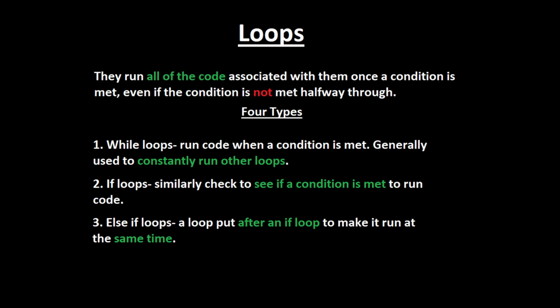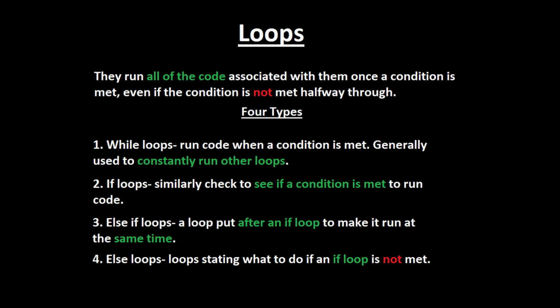Else if loops practically just allow multiple if loops to run at the same time, so that I could have multiple processes happening at the same time. Meaning that I could have an if statement asking for one button to be pressed, an else if statement asking for a different button to be pressed, and another else if statement saying that another button needs to be pressed. That way, any time that any button is pressed, then it'll run that certain section of code. Else loops just state what to do when no conditions are being met for the if or else if loops.